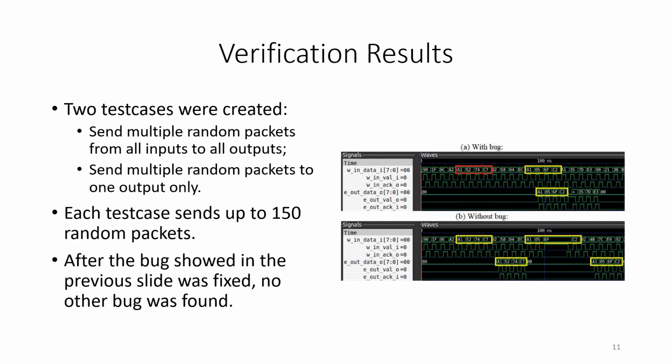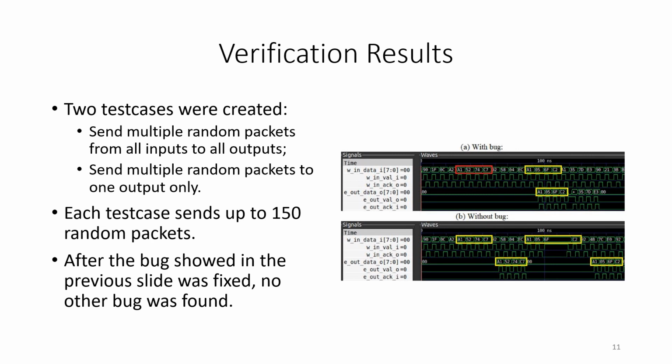Two test cases were created for this verification. The first test case will send multiple random packets from all input ports to all output ports. And the second test case will send multiple random packets, but for one output only. Well, in the first scenario, what we want to see here is how the router deals when stressed by many packets coming from everywhere and trying to go to everywhere.